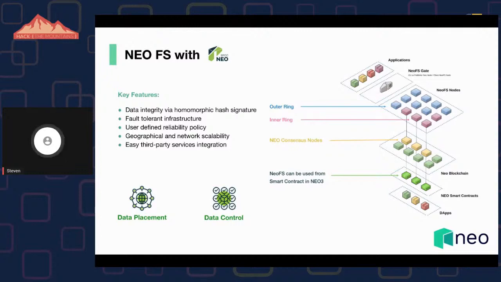They are building NeoFS, NEO-based file storage, that can let people interact with the file storage directly from the smart contract. And it has a lot of features like fault tolerance, user-controlled privacy, geographical and network scalability, and also a lot of third-party services integrated. It's very great for the NEO ecosystem, because with NeoFS, people can build larger-scale business applications as in the current internet world, with all these large and important data stored in NeoFS.